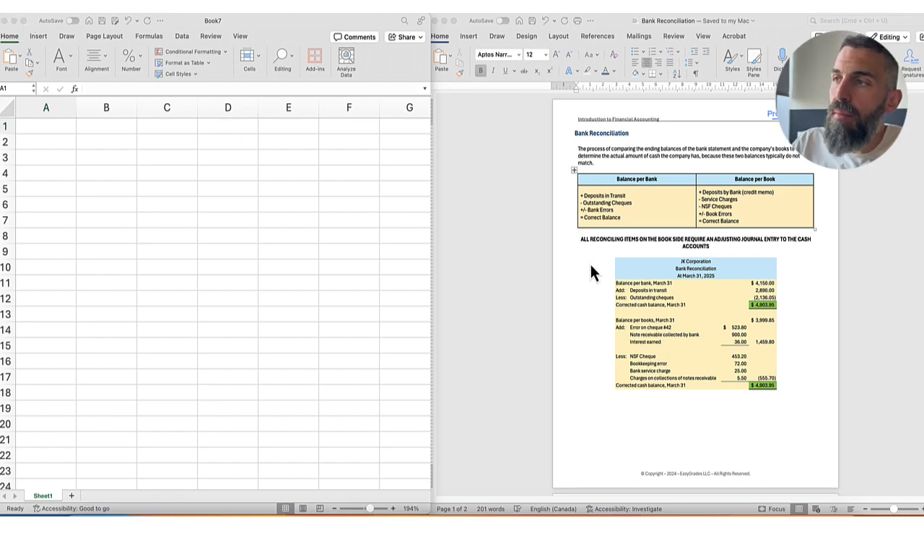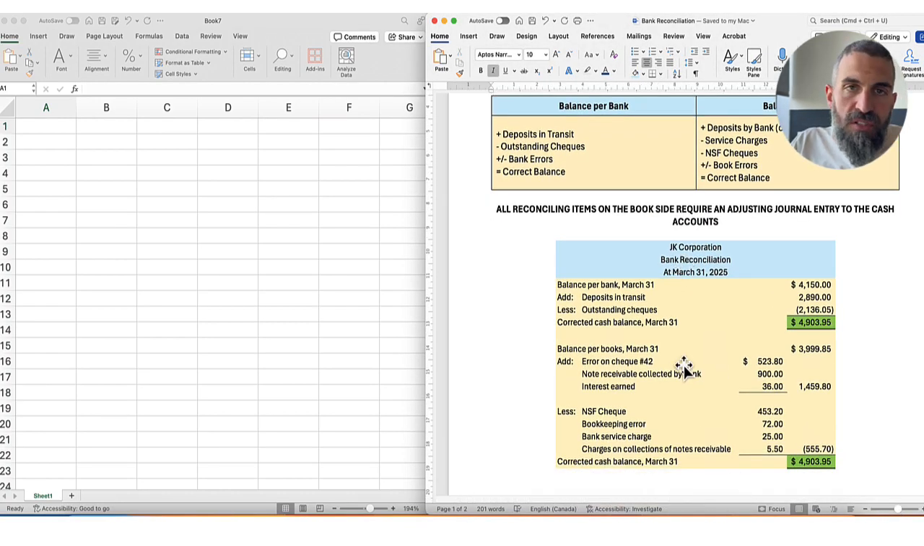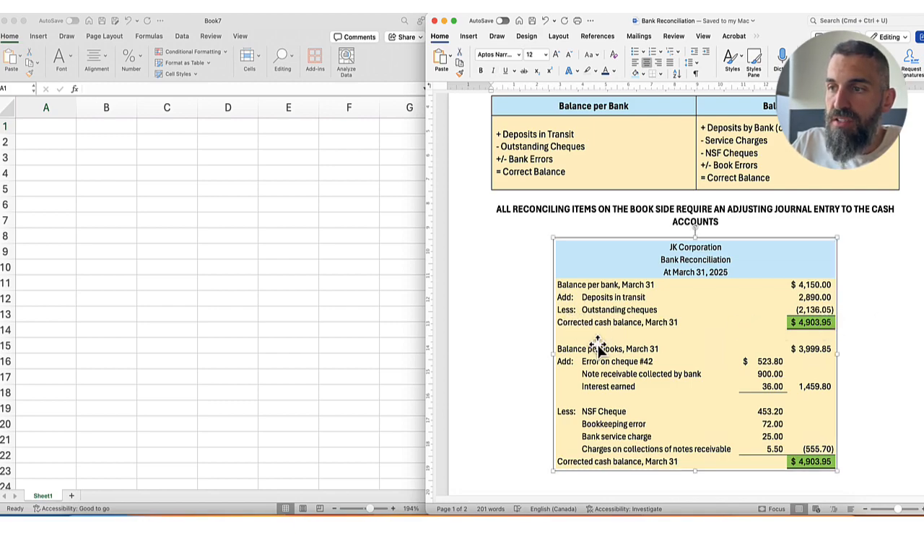Now you can see in this example that I have right here, this is kind of what it looks like. It's basically a statement. You start with your balance as per your bank, and you make any necessary adjustments to get your correct cash balance. And then you do the same thing for the books. You start with your book balance, you make all the necessary adjustments, and you see that in the end, the two will have the same cash balance. That's how you know you're doing it right.